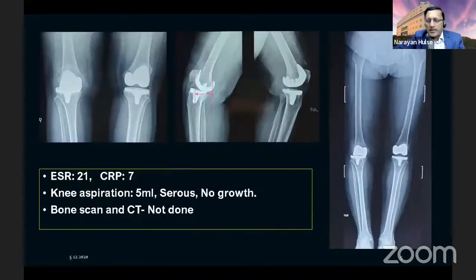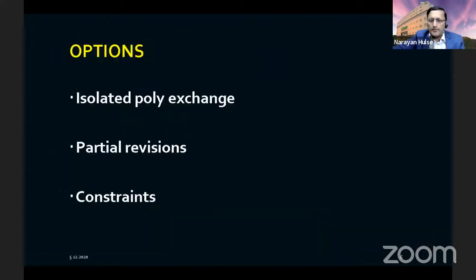Now, these are the X-rays. You can see a stress view on the lateral view. There is some subluxation of the tibia forward or the distal femur backward. Initially, we had a suspicion of a chronic infection. ESR was 21, CRP 7, and the knee aspiration didn't yield anything. So we have not proceeded further with the bone scan or CT, thinking that it is not an infective situation.